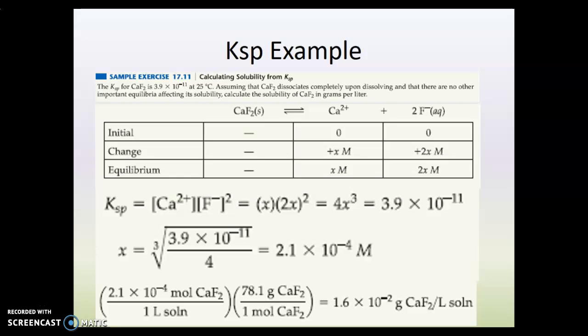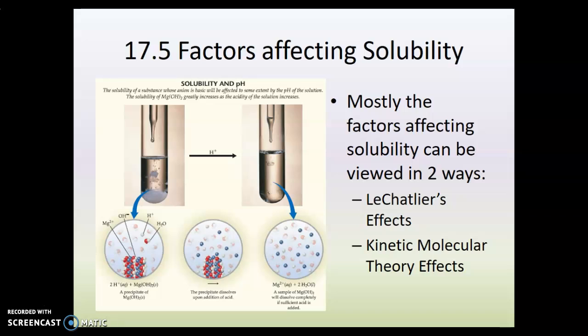And if you wanted to convert that into gram solubility, you would have 1.6 times 10 to the minus 2 grams of calcium fluoride per liter of solution. So that's the important part, right?